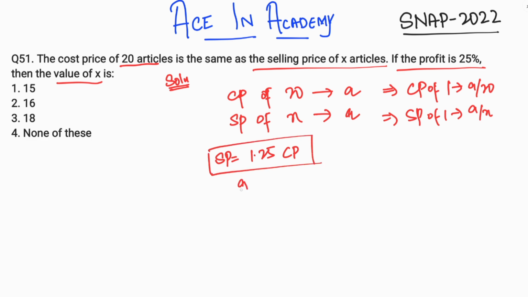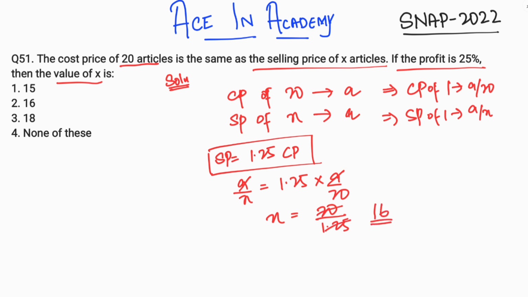So my selling price is A by X. My cost price is A by 20. So 1.25 into A by 20. Now A and A will get cancelled and I'll simply have X is equal to 20 divided by 1.25, and upon calculation X comes out to be 16.